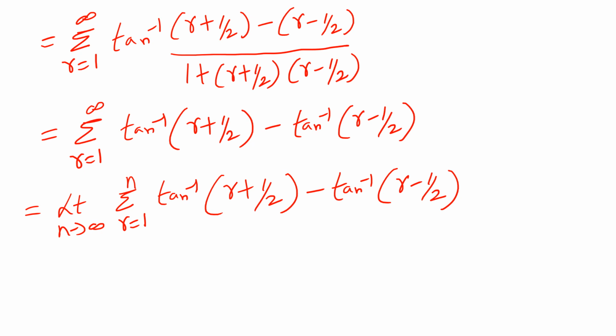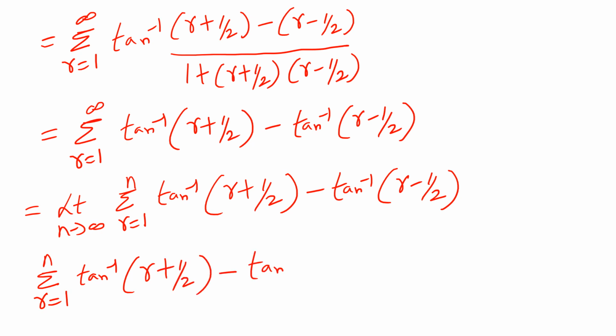Now if I find the sum of the series summation r varying from 1 to n tan inverse of r plus half minus tan inverse of r minus half, then I can find the sum of this series by putting different values of r starting from 1. First time we will put r as 1, then r as 2, then r as 3, and so on till n. Now students, we find the sum of this series.